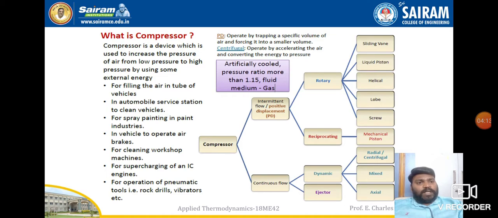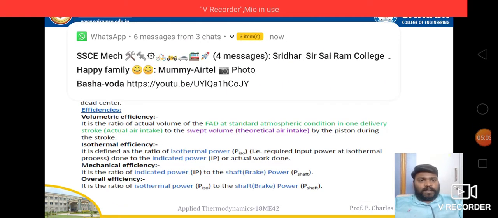It can be classified into rotary compressors and reciprocating compressors. The rotary ones include sliding vane, liquid piston, helical lobe and screw types. These are the different types of rotary compressors. But in our syllabus only reciprocating is given, and the basic model of the reciprocating compressor is a mechanical piston. Then continuous flow is again classified into two types, dynamic and ejector. Dynamic is again classified into radial or centrifugal, mixed and axial. So this is the overview of how compressors are classified.